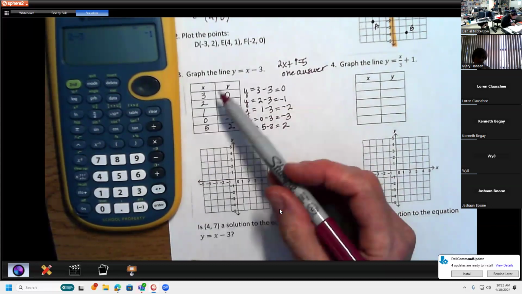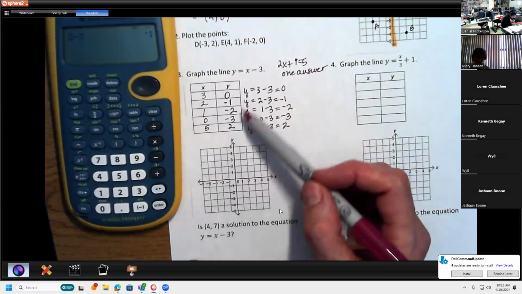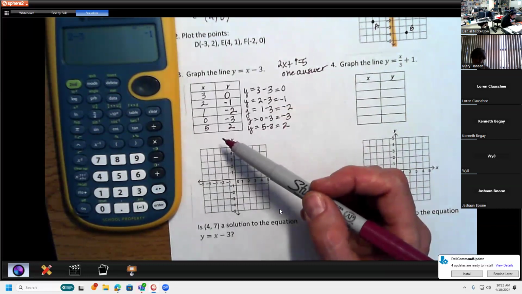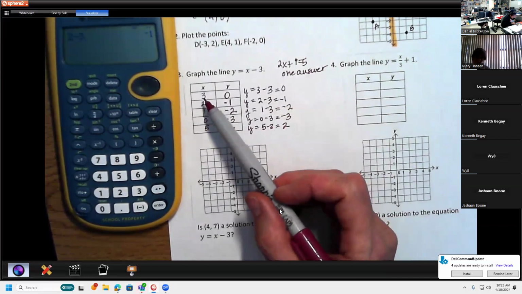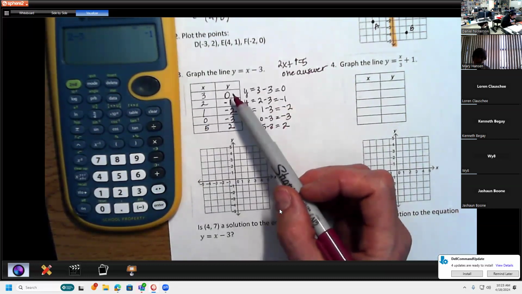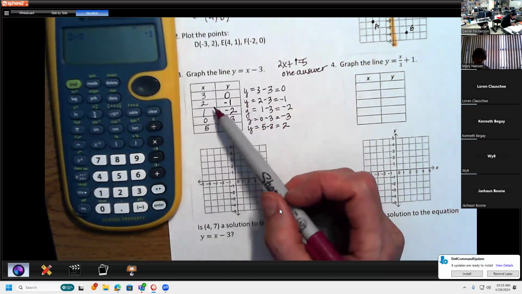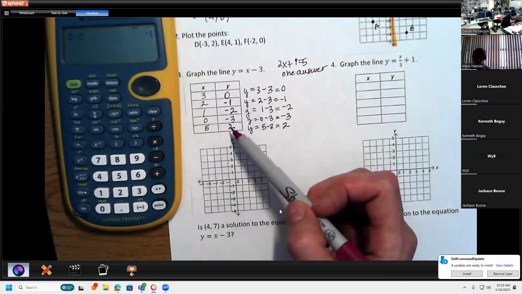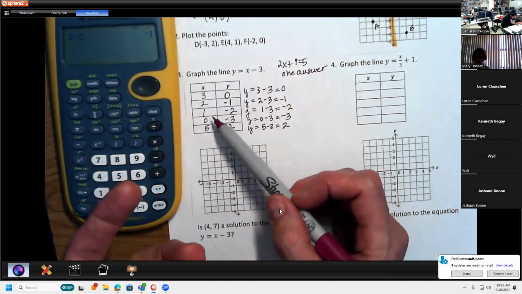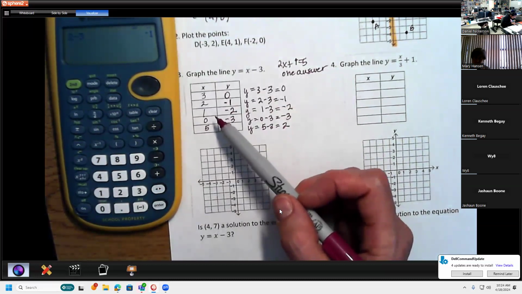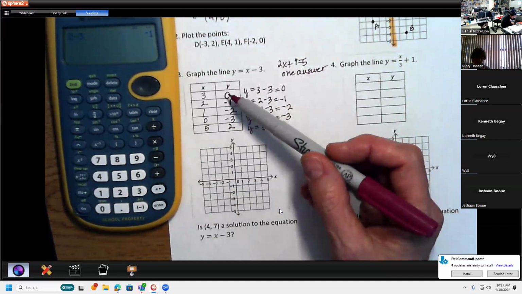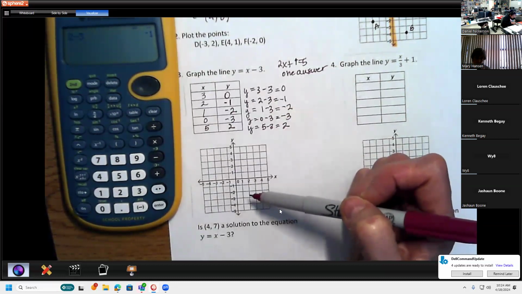Okay, so if your numbers in this table are different, that's okay, as long as if you chose 3, you should get 0 for Y. If you chose any of the same X's I did, you should get the same Y. But let's say you put in 4 and I didn't, that's okay. And then what we do is we take these XY values and we're going to graph them.